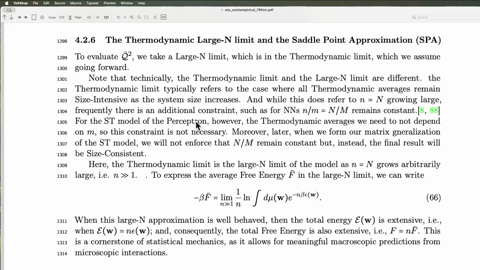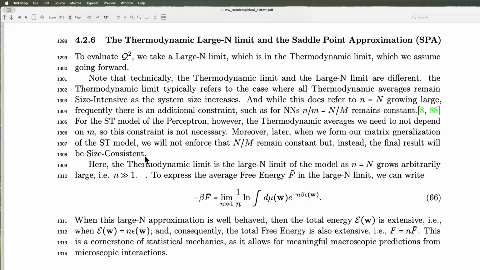For the student-teacher model of the perceptron, however, the thermodynamic limit averages we need do not depend on M. Recall, we integrated out over the data, and because of that the M dependence goes away. So this constraint is not necessary. Moreover, later when we form our matrix generalization of the student-teacher model, we would not enforce that N over M remain constant, but instead the final result will be size consistent in M.